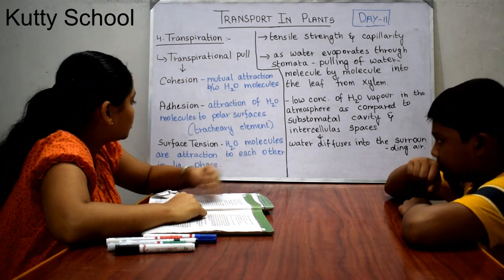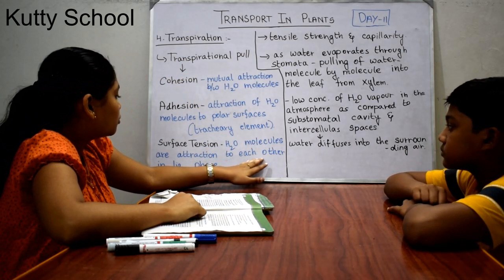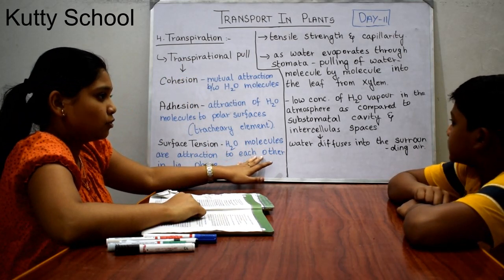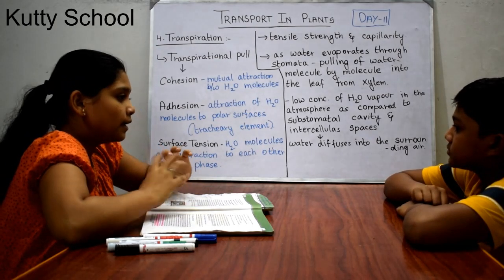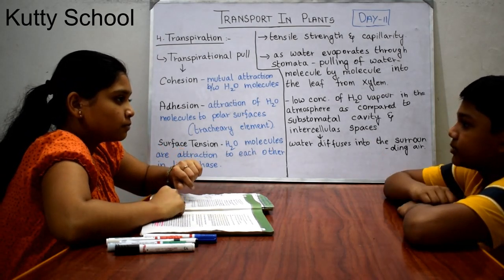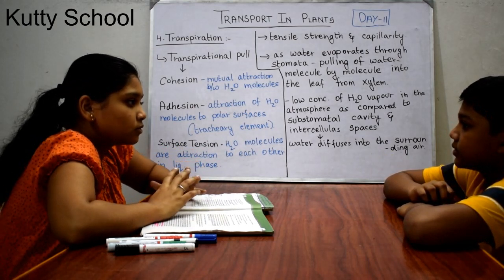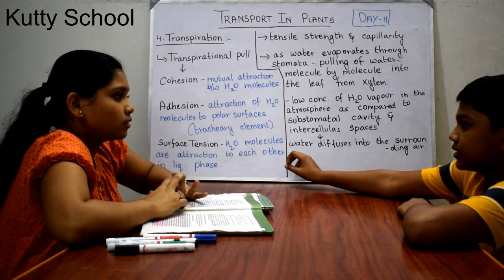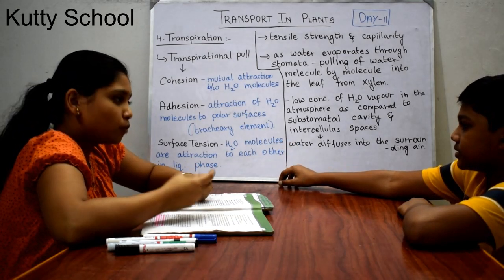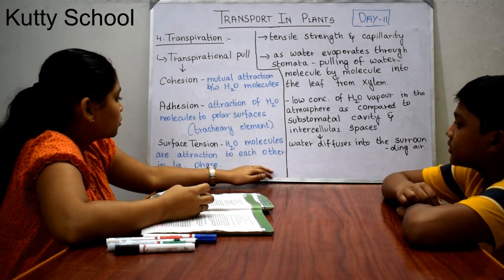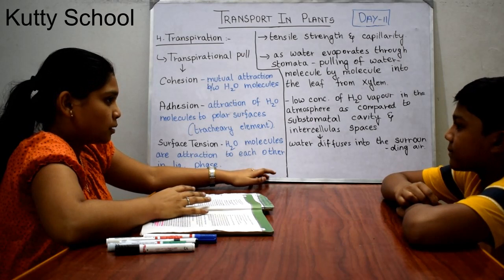What is surface tension? Surface tension is when water molecules are attracted to each other in the liquid phase more than in the gaseous phase. Dewdrops on leaves are an example of the liquid phase, the watery phase. So with surface tension, water molecules attract each other more in the liquid phase than in the gaseous phase.